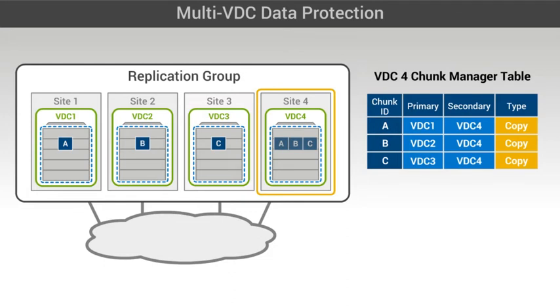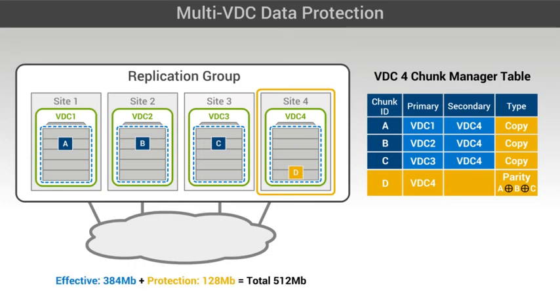Because VDC4 has a type of copy for chunks from all other VDCs in the replication group, it can perform an XOR operation of replicated chunks A, B, and C to create a new chunk, D. The VDC4 chunk manager table adds information about chunk D after XOR encoding is complete. The secondary copies of chunks A, B, and C can be removed from VDC4 so that space can be reclaimed. Thus, rather than using 384 megabytes of chunk space in VDC4, ECS now only uses 128 megabytes of chunk space. Also, the VDC4 chunk manager table updates the type of chunks A, B, and C to encoded.